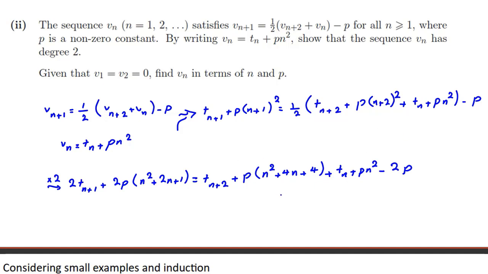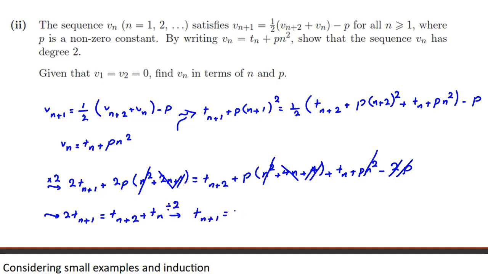Okay, so let's see what the terms are. First, we multiply both sides by 2. Then 2Tn plus 1 plus 2p, n squared plus 2n plus 1, equals Tn plus 2 plus p, n plus 2 squared, and n plus 2 squared is n squared plus 4n plus 4, plus Tn plus Pn squared minus 2p. Now here, the 2Pn squared will be cancelled. The 4Pn will be cancelled by 4Pn. Then 4p minus 2p is 2p, so we can cancel this and this. Then it will be 2Tn plus 1 equals Tn plus 2 plus Tn. If you divide by 2, Tn plus 1 equals 1 half Tn plus 2 plus Tn.